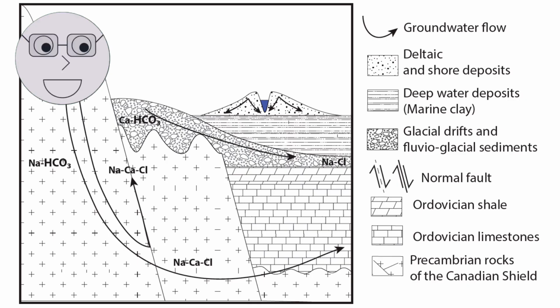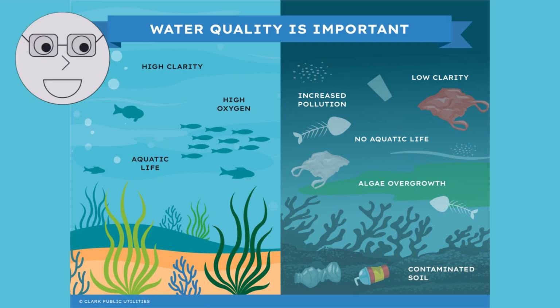The chemistry of groundwater is influenced by factors such as pH, temperature, and dissolved oxygen. For example, groundwater with a low pH can be acidic and harmful to aquatic life, while high temperatures can reduce the amount of dissolved oxygen in the water. Shots of groundwater testing and aquatic life.